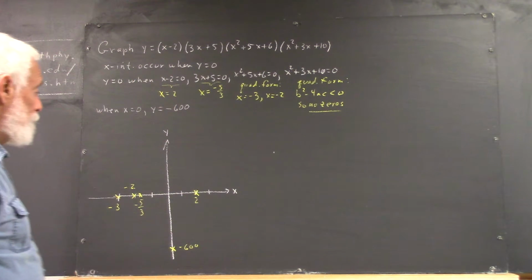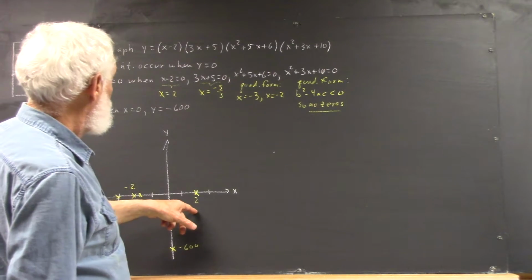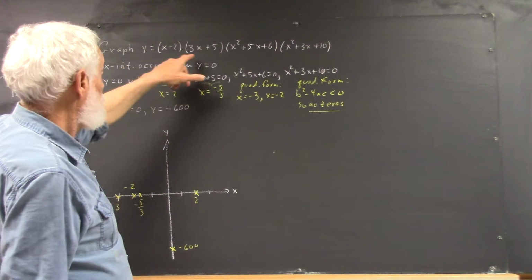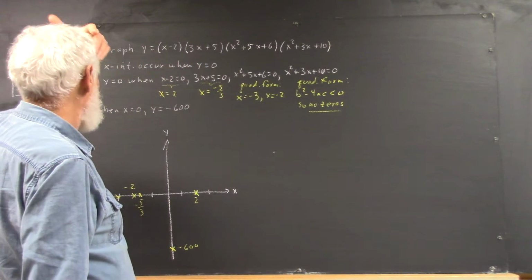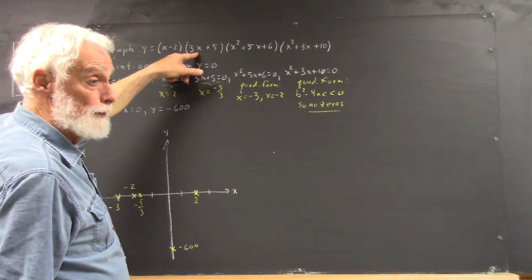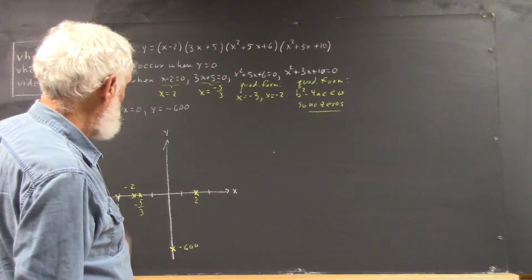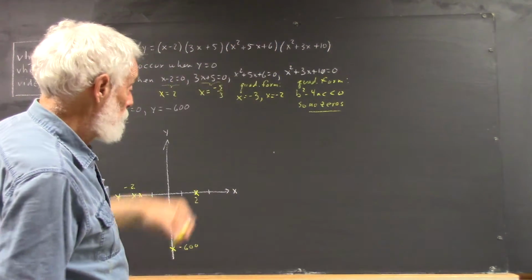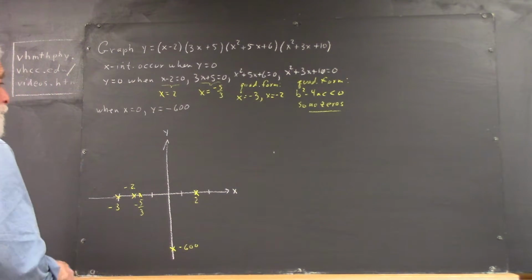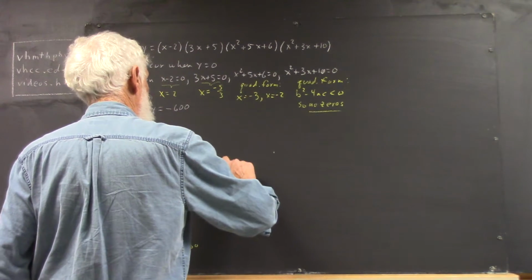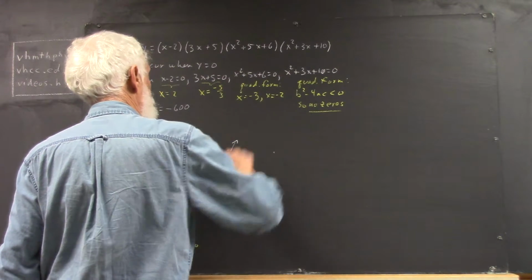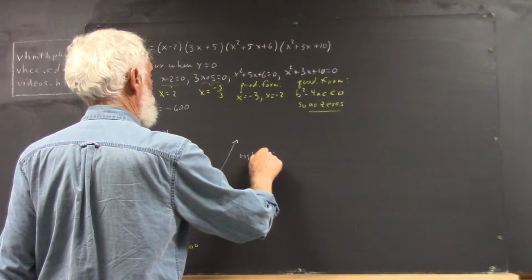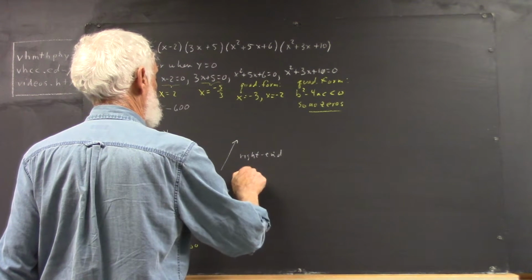And if x is bigger than 2, well, then x minus 2 is going to be positive, certainly. And 3x plus 5 is going to be positive, because if x is 2, 3x is 6, and it's going to be positive. Okay, so we're going to have 4 positive numbers, some of them pretty big, which means that if x is a big positive number, the graph is going to go up this way. This is the right end behavior.